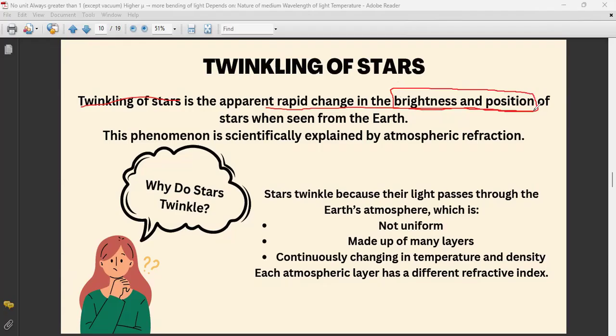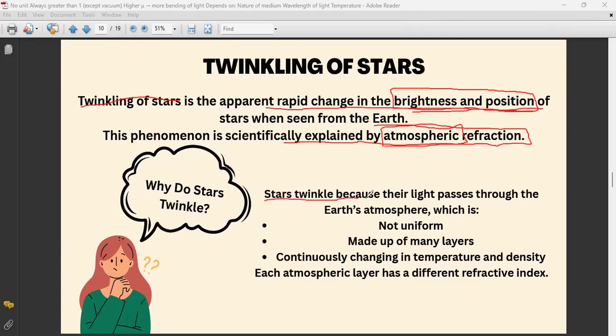So twinkling of stars is the phenomenon when there is rapid change in the brightness and position of the stars when we see them from the earth. So it will change when the stars are changing their brightness as well as the position. This is nothing but the twinkling of stars. The phenomenon is scientifically explained by atmospheric refraction. What is atmospheric refraction? When there is refraction because of the atmosphere, it is atmospheric refraction.